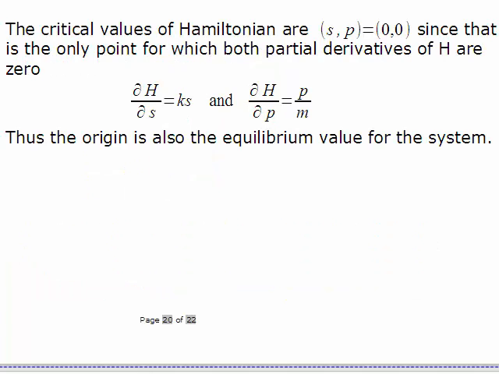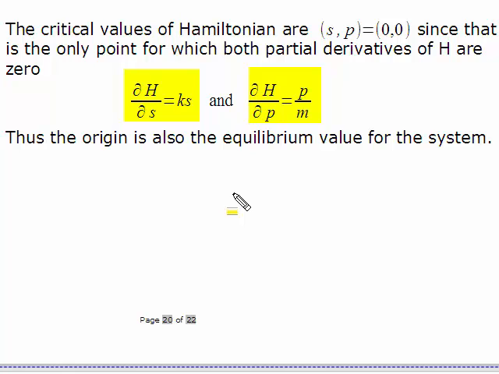So we'll continue to analyze the system with the momentum and displacement as variables. So the critical value of the Hamiltonian is 0, 0, the origin. Here's the partial with respect to s of the Hamiltonian, and it's just a function of s, and the partial of the Hamiltonian with respect to p is only a function of p. Obviously the origin is the only point at which both of these are 0. So the origin is the critical point for the Hamiltonian. It's also the equilibrium point for the system.